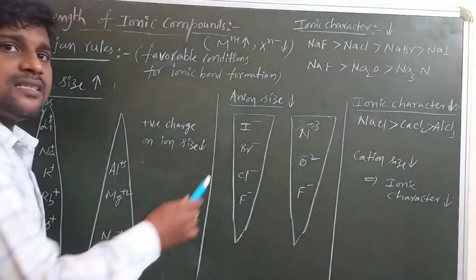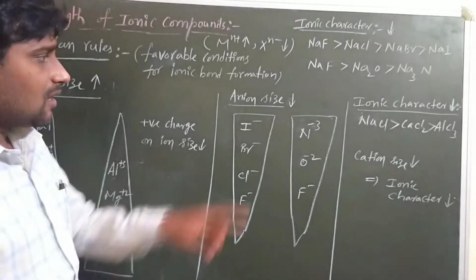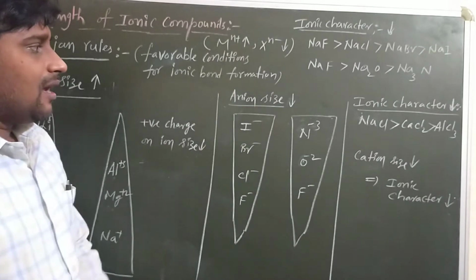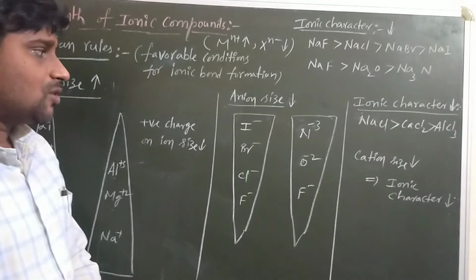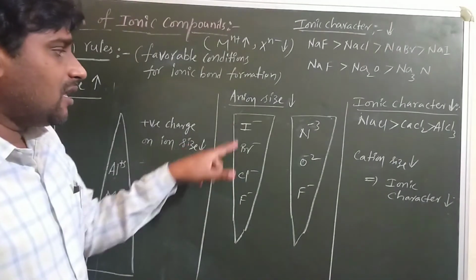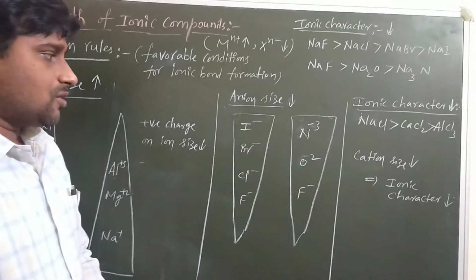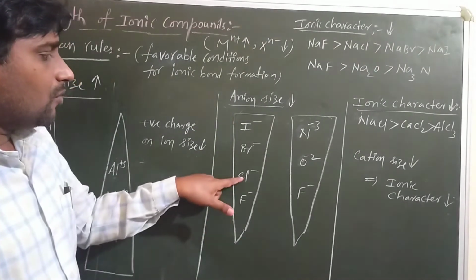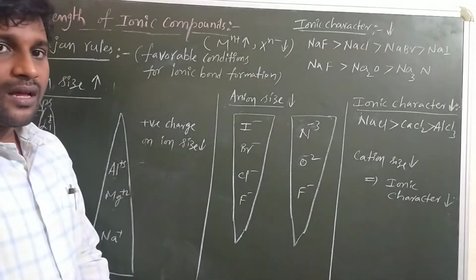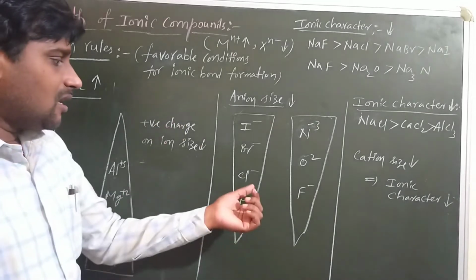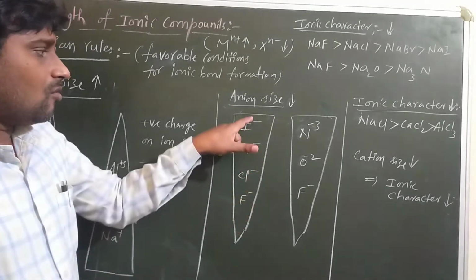Now we'll discuss anionic size. In ionic compounds, anionic size decreases, and that is the favorable condition for ionic compound formation. Here I simply represent: these belong to which group elements? The halogens: fluorine, chlorine, bromine, iodine. From top to bottom in the group the atomic size increases. Only one unit of negative charge is there for all these.